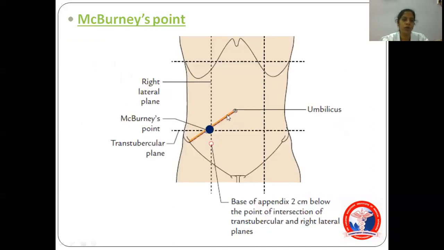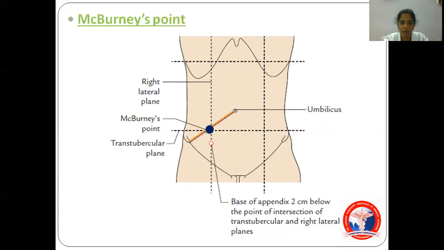Now we have to know one most important point, that is McBurney's point. You can see this is the umbilicus. This is the anterior superior iliac spine. When you connect these 2 points by a line, that is named as spino-umbilical line. At the junction of medial 2/3 and lateral 1/3, when you put a point, that point is called as McBurney's point.